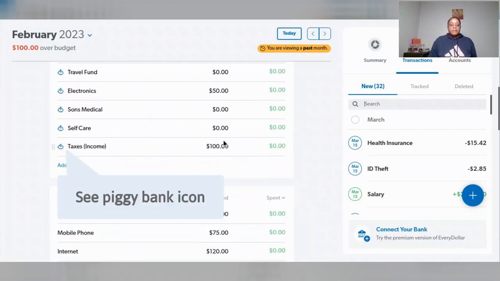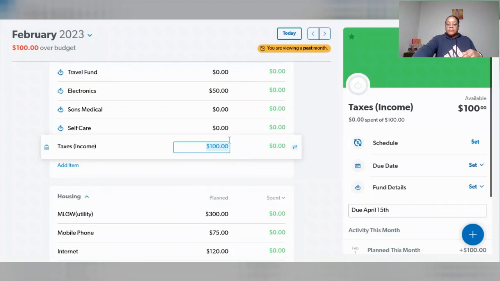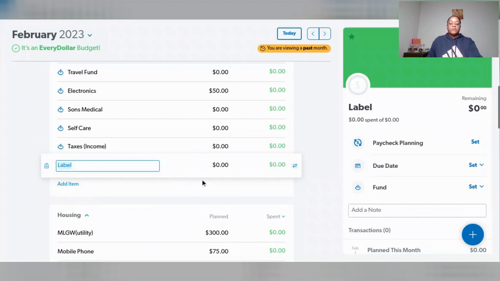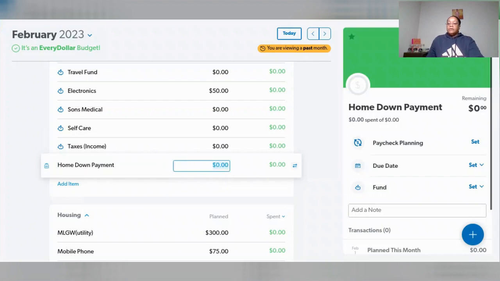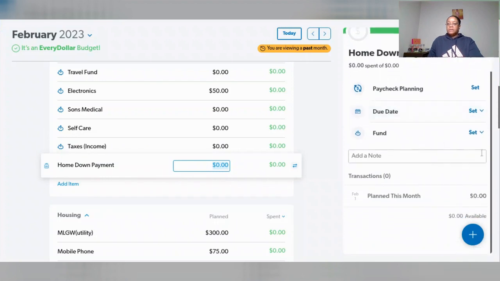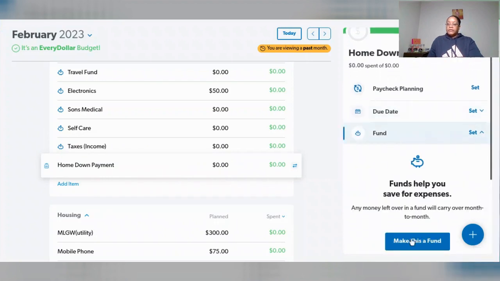All right. So now we're going to reset this taxes back to zero. I'm going to make another one too. I'm going to make my household, not household, but my home down payment fund. I don't know what this one is going to be, so I'm going to leave it alone. I'm going to make it a fund.